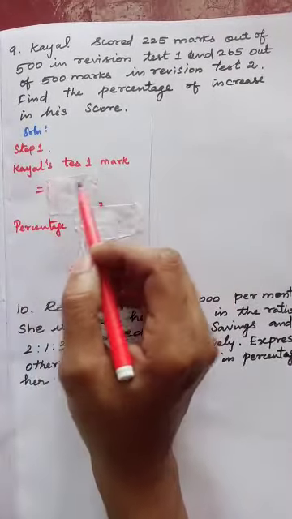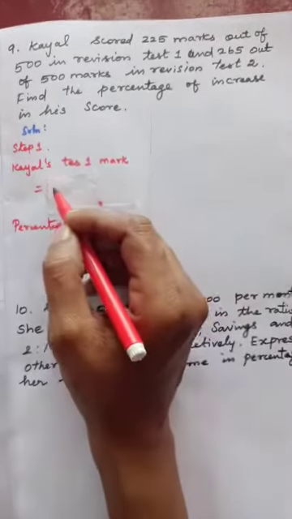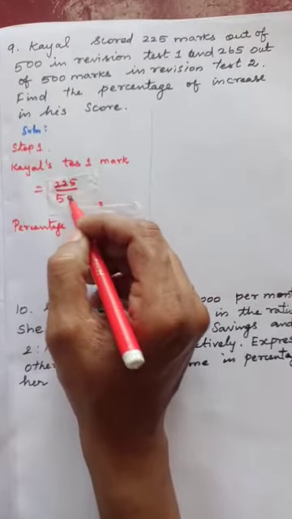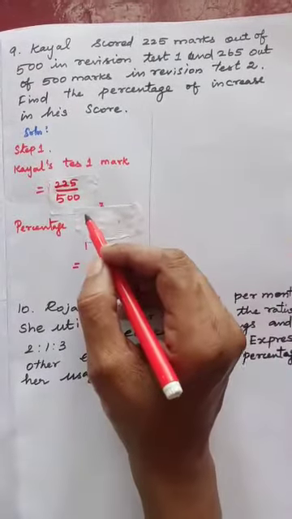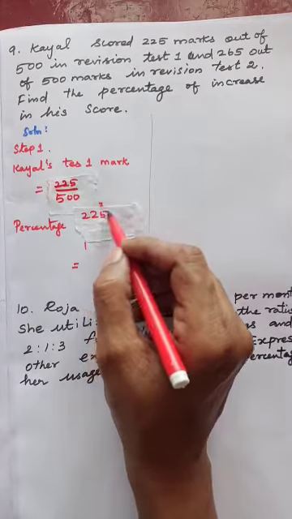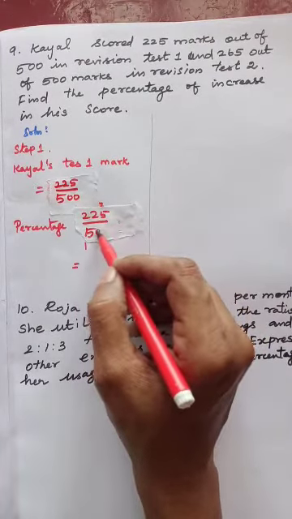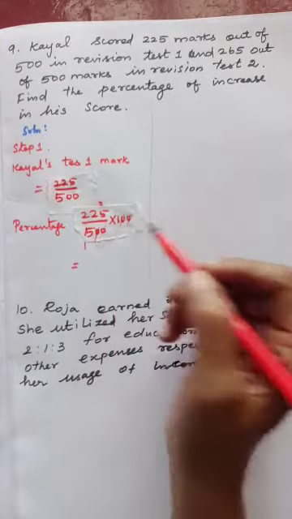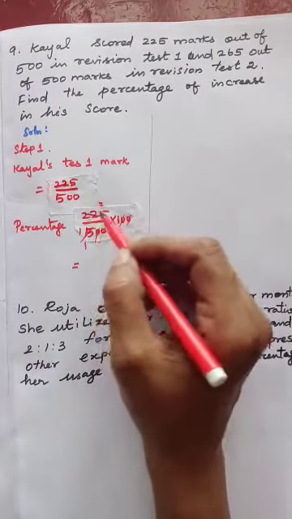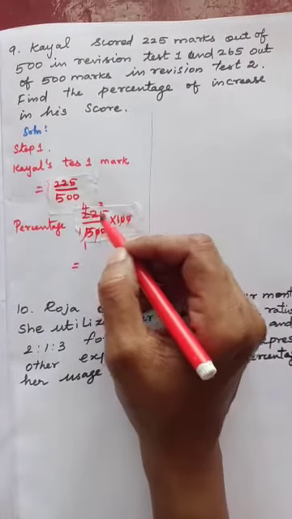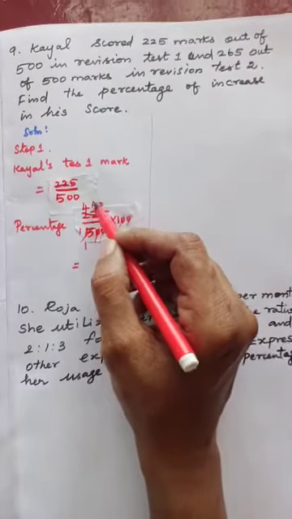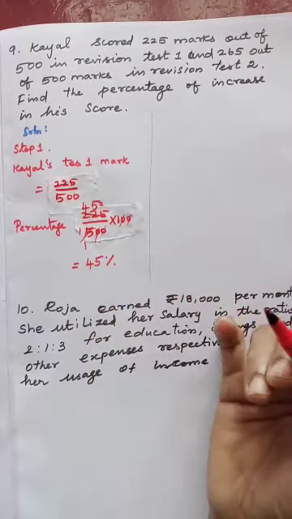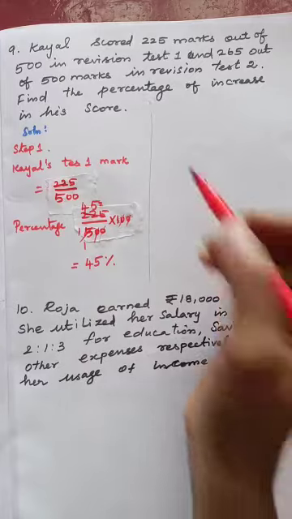Here Kyle's test 1 mark is equal to 225 out of 500. Percentage is equal to 225 by 500 into 100. Now cancel 2 zeros. 5 ones are 5, 5 4s are 20, remainder 2, 5 5s are 25. So the first test percentage is 45%.